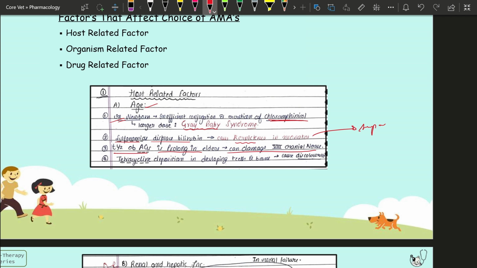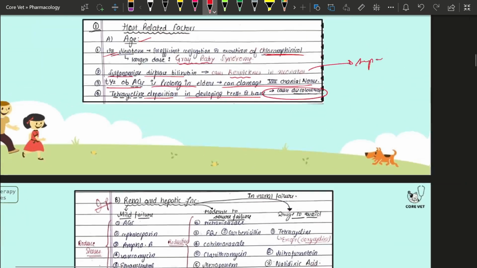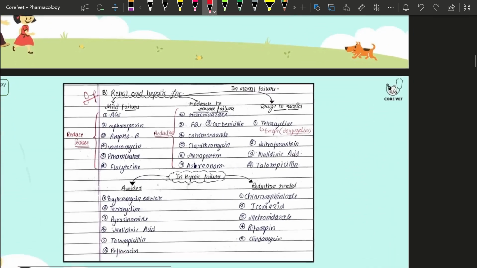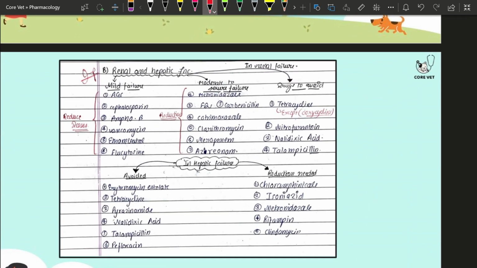Now coming to the next, which is tetracycline. The tetracycline deposition in developing teeth and bone causes discoloration. So this was the host related factor which we are continuing. As I mentioned, there are renal and hepatic toxicity. If the kidney and the liver aren't functioning well, you should always look for whether the patient has a history of liver damage or kidney damage.